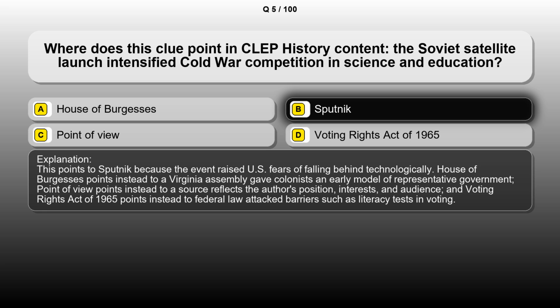Point of View points instead to a source reflecting the author's position, interests, and audience, and Voting Rights Act of 1965 points instead to federal law attacking barriers such as literacy tests in voting.